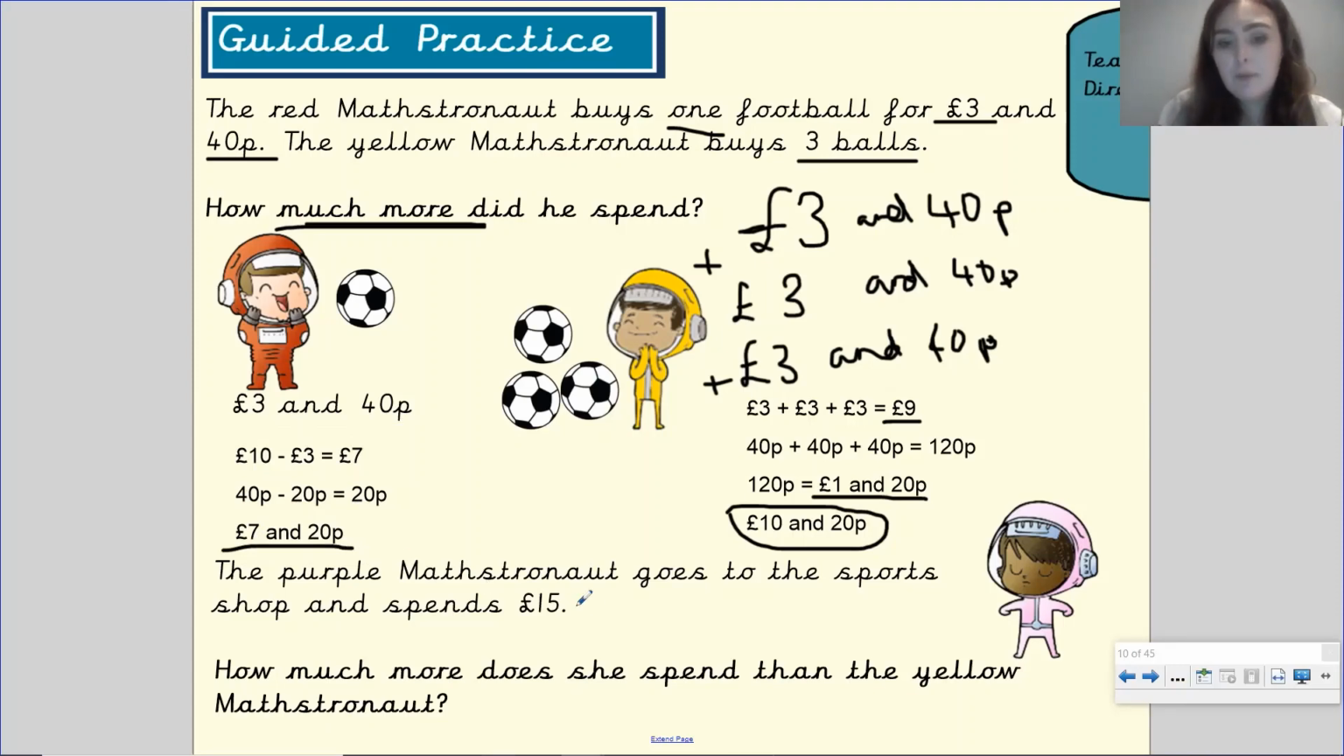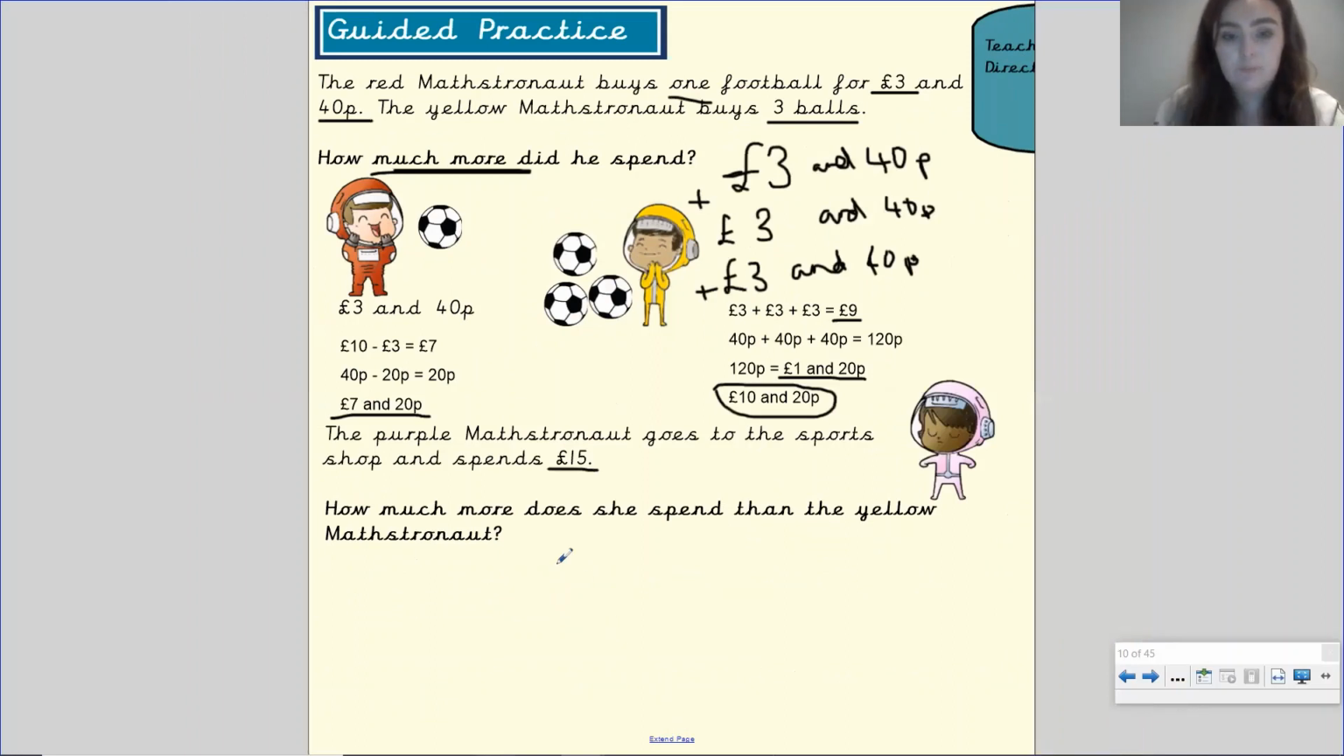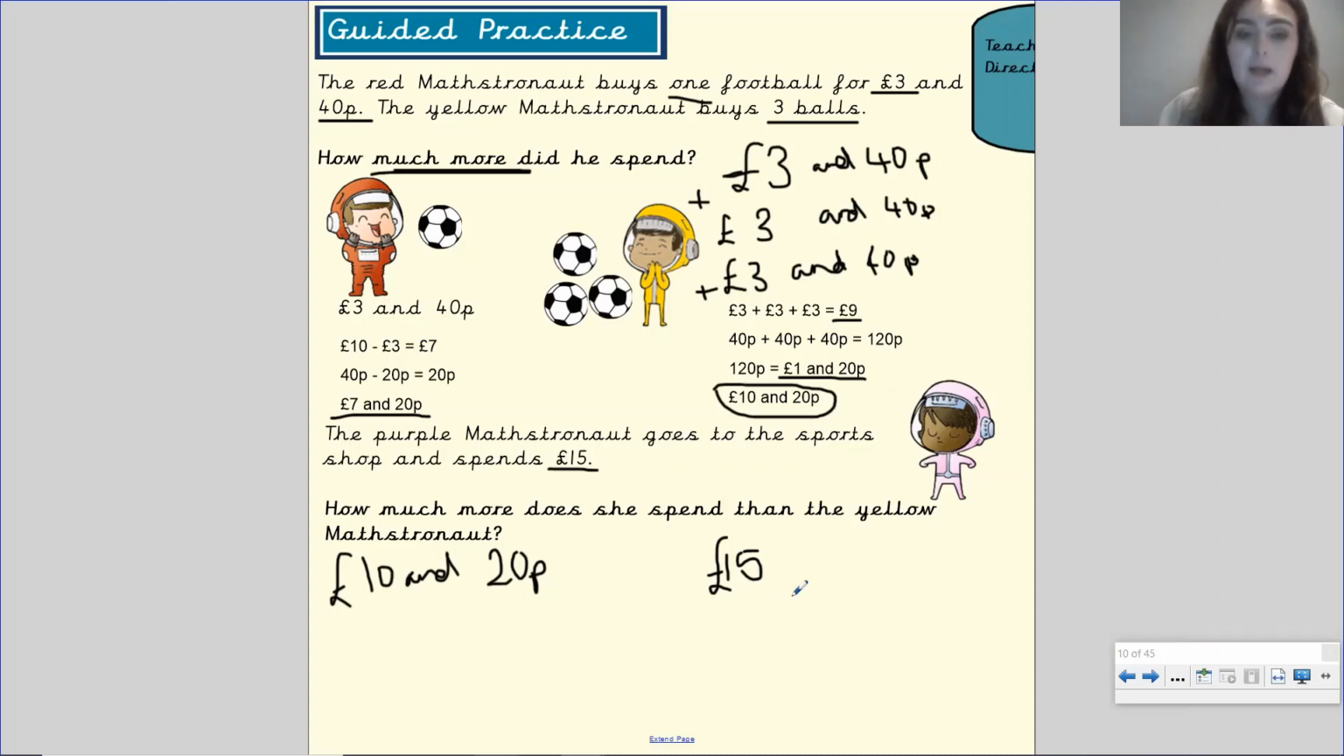Okay, so now the purple astronaut goes to the sports shop and she spends £15. How much more does she spend than the yellow astronaut? So again, you need to find the difference between £10 and 20 pence and £15. So you can either use a number line or you can use subtraction like we did. So pause the video to have a go at doing that.